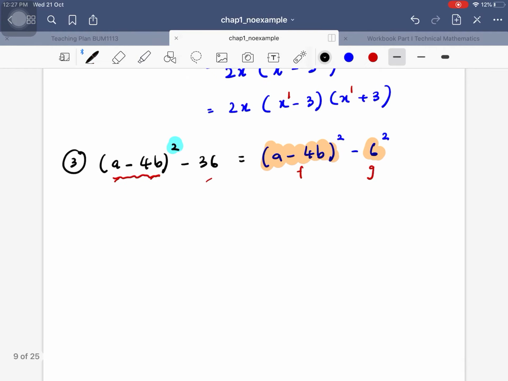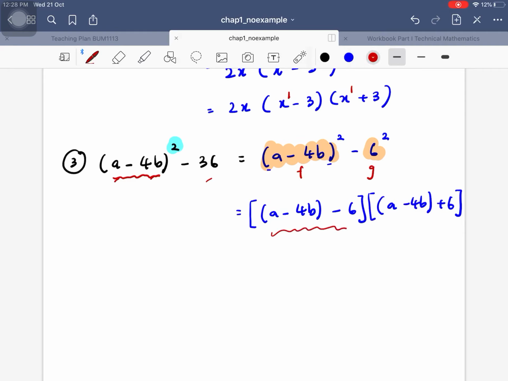Now when I want to write down the factorization, I put a bracket, but because this is already a round bracket, I'm going to use a square bracket instead. My f function is a minus 4b minus 6, close bracket, so that would be my first factor. The second factor is going to be another bracket, f is going to be a minus 4b, and it's going to be plus 6. If you can simplify what goes inside, simplify it. But if you cannot, just leave it like this. For this case, we're just going to leave it like that, because I cannot simplify a, b, and 6. They are not related.